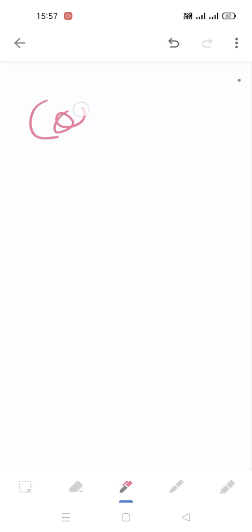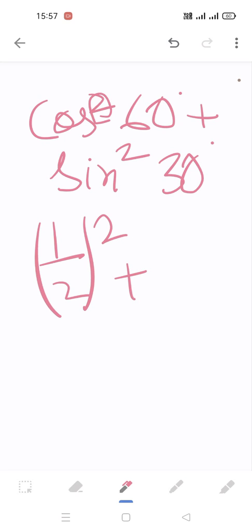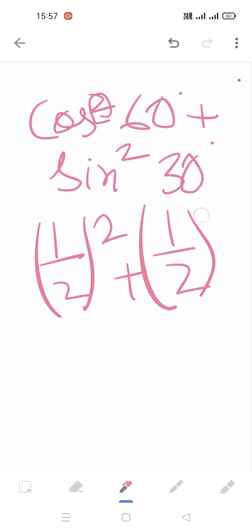Let's see cos 60 whole square plus sine 30 whole square. These are all questions of ICSE class 9th mathematics, right? The value of cos 60 is 1/2, and here the square is there, so you need to apply the square: 1/2 whole square plus sine 30. The value of sine 30 is also 1 upon 2, and the whole square. So 1/2 whole square plus 1/2 whole square.